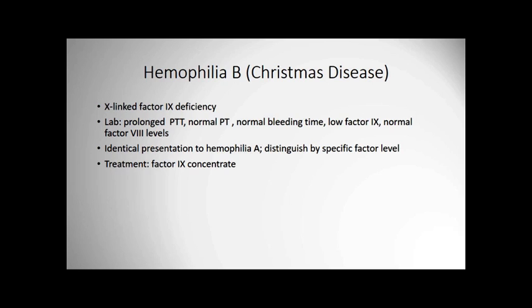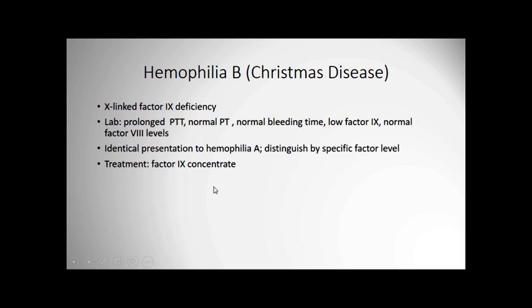So here we have another X-linked condition, but instead of factor 8, it is factor 9 that is going to be deficient. Notice that the lab is exactly the same: prolonged PTT, normal PT, normal bleeding time. What is going to be low is factor 9, and factor 8 is going to be normal. It has an identical presentation. We simply have to distinguish the diseases by which factor is missing, and treat by giving concentrate of factor 9 instead of factor 8.